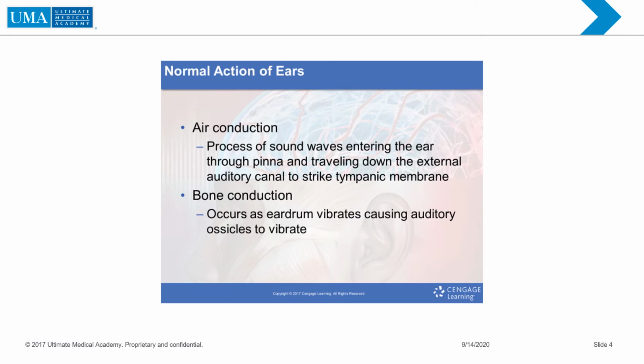We also have bone conduction, which is also a normal action of the ear. Here, this would occur as our eardrum vibrates, and this vibration causes our auditory ossicles to vibrate too. Now, the vibration of these bones transmits sound waves through the middle ear to the oval window of the inner ear.